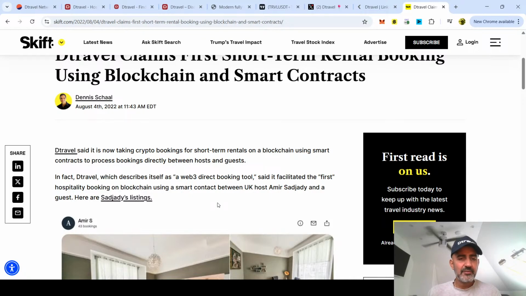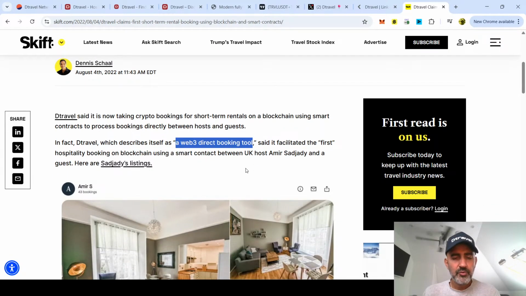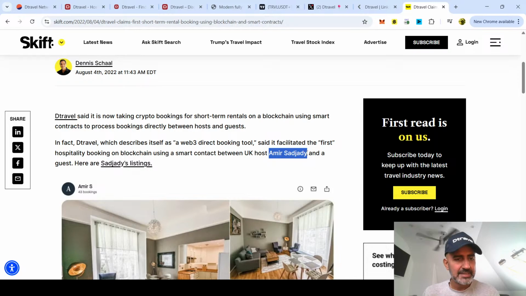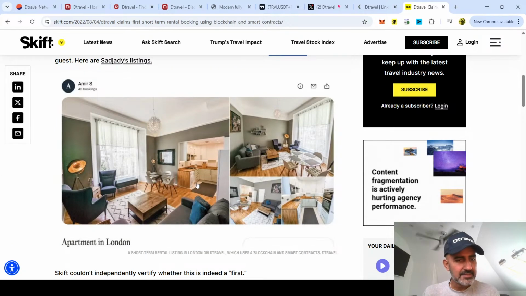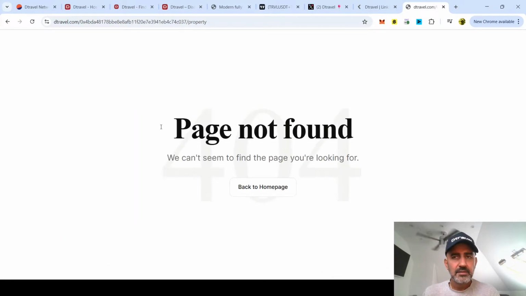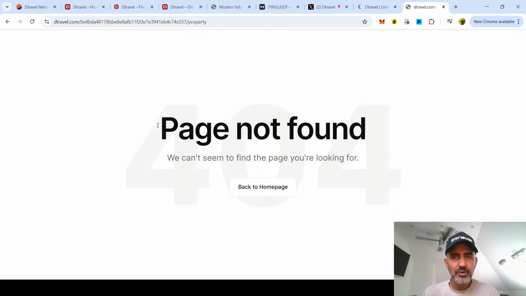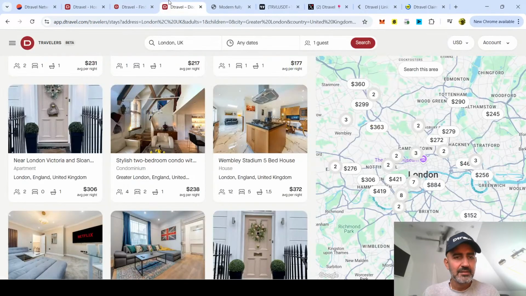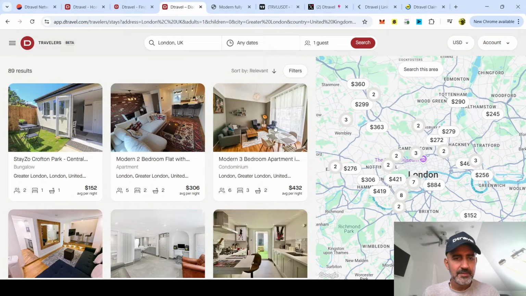Dtravel, which describes itself as a Web3 direct booking tool. I don't know if that description is relevant. It might have evolved into something more robust. Said it facilitated the first hospitality booking on blockchain using a smart contract between UK host Amir Sajadi, that's me, and a guest. See that? And that's the listing. And if you click on that, it will take you to my site, I guess. Oh, page not found. They've got the wrong link. It's here. Here it is here.